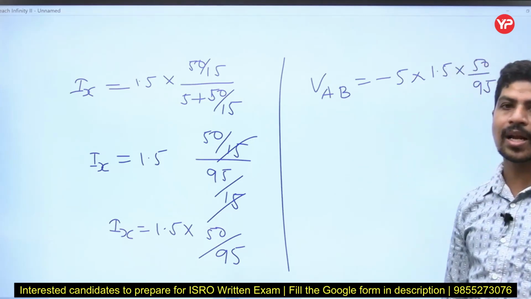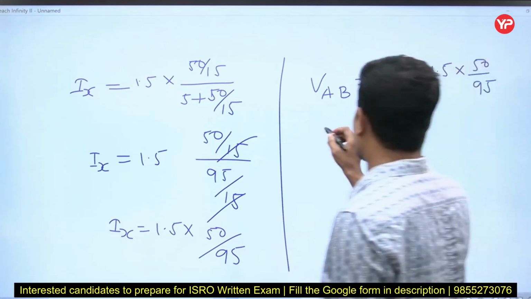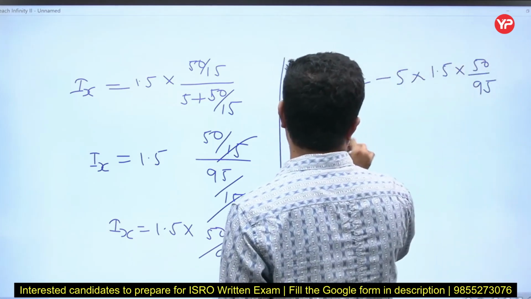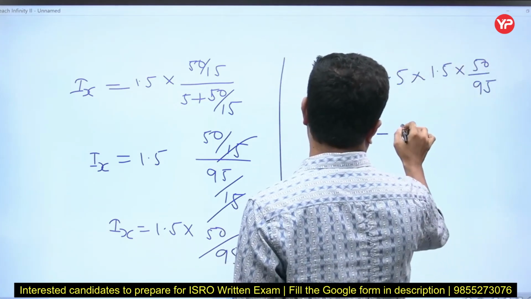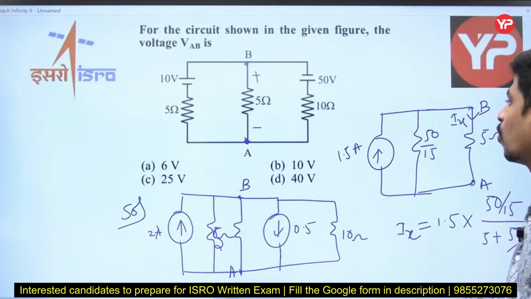You must do it without a calculator. I will do this one with a calculator. Just a minute. 50 divided by 95 into 1.5 into 5. VAB is approximately minus 4 volts we are getting. Actually 3.94 something we are getting, minus 4 volts, but the option is not matching.